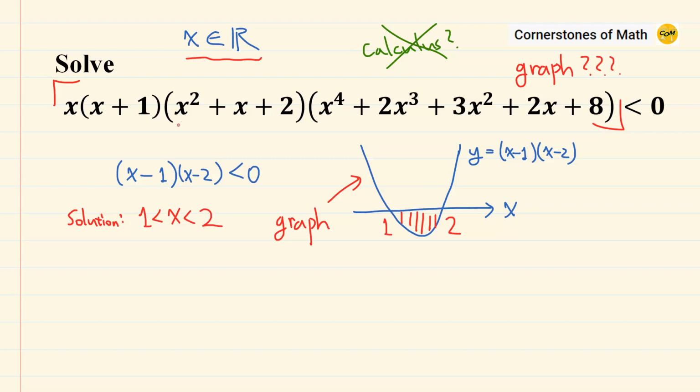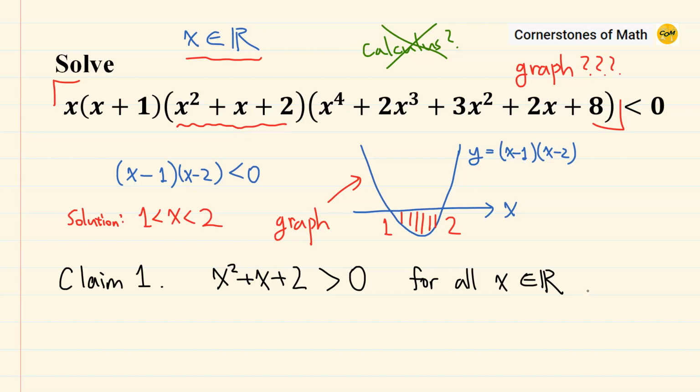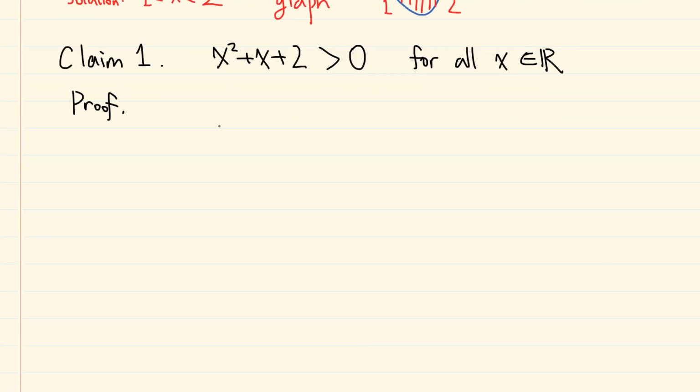The first hint comes from this quadratic term, x squared plus x plus 2. Here we can find out one useful property of this term, and that is, we will claim that x squared plus x plus 2 is always positive for all real numbers x. And this is really easy to prove.